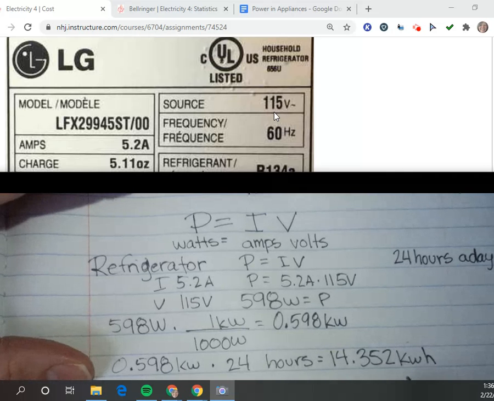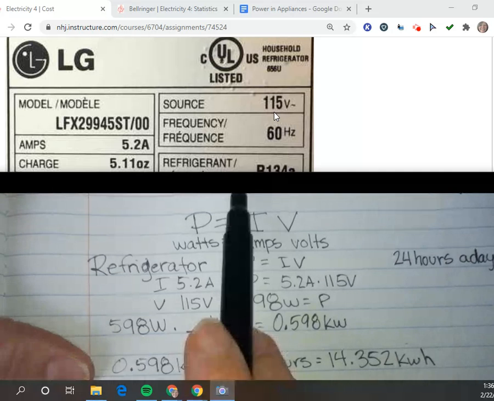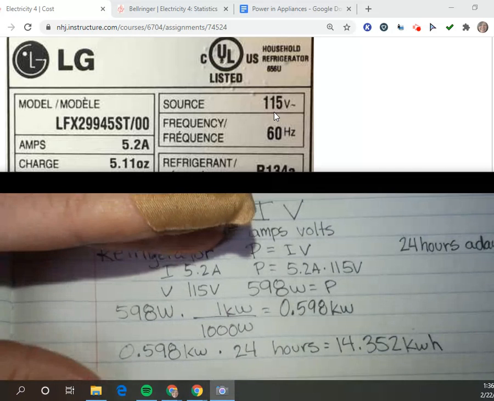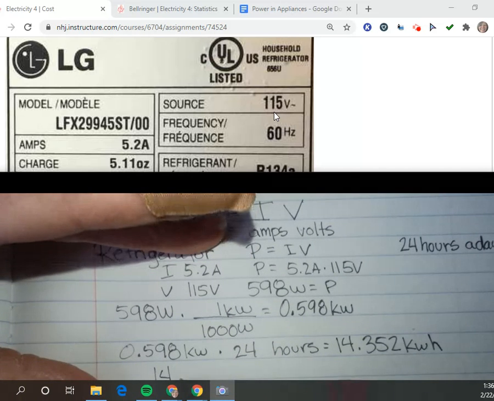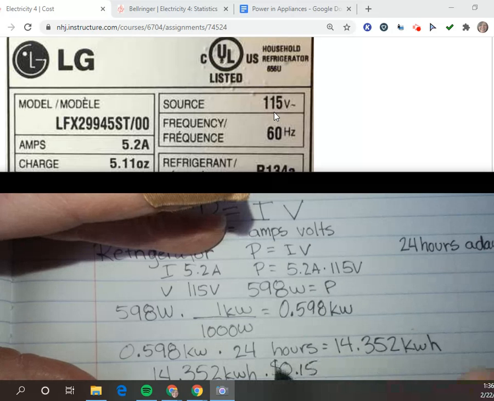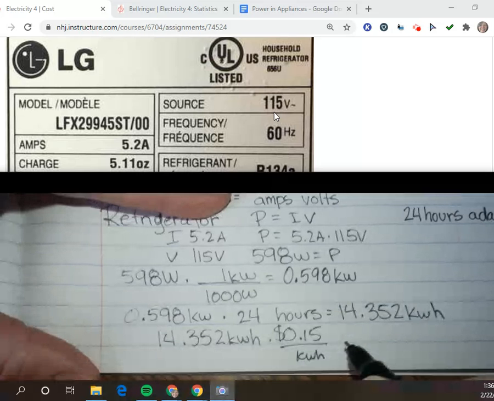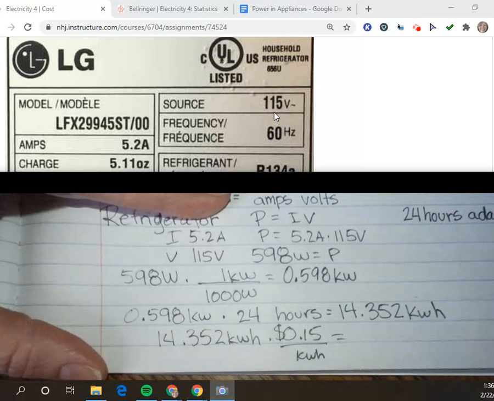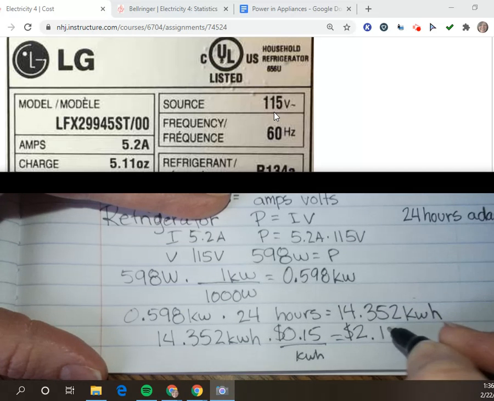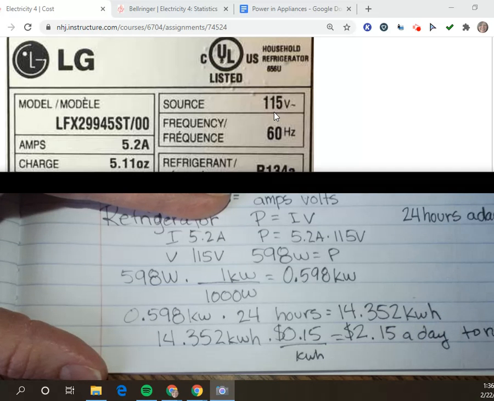Okay, and so now we could figure a cost. And we're just going to use that 15 cents that we had before. It's a pretty standard. So 14 point... Okay, so $2.15 a day to run the refrigerator.